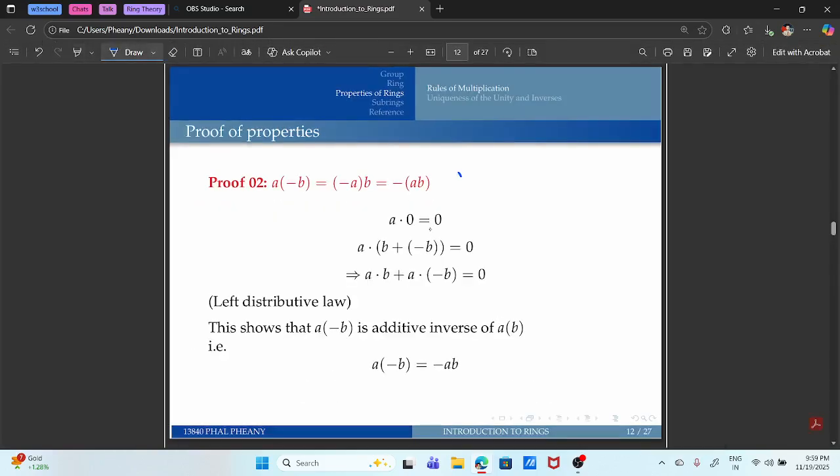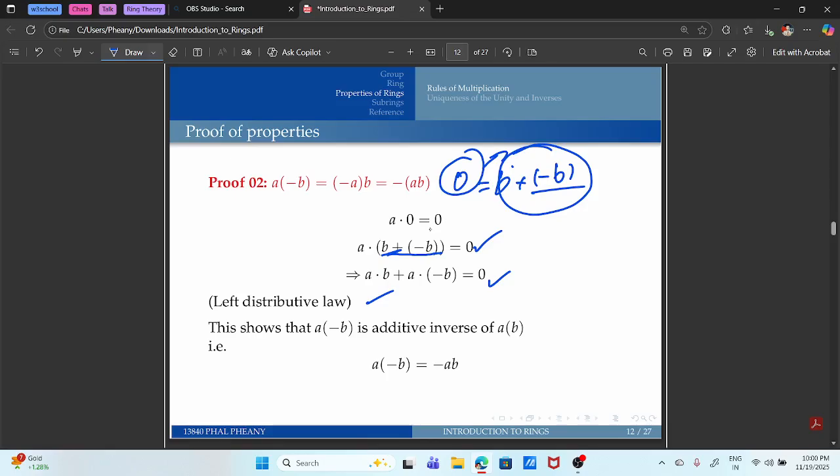Yeah, 0 is equal to b plus minus b, since minus b is the inverse of b under addition. Under addition both of them are going to be 0, meaning the identity. So 0 can be written as b plus minus b. So we get, using the left distributive law, a times b plus a times minus b is equal to 0.